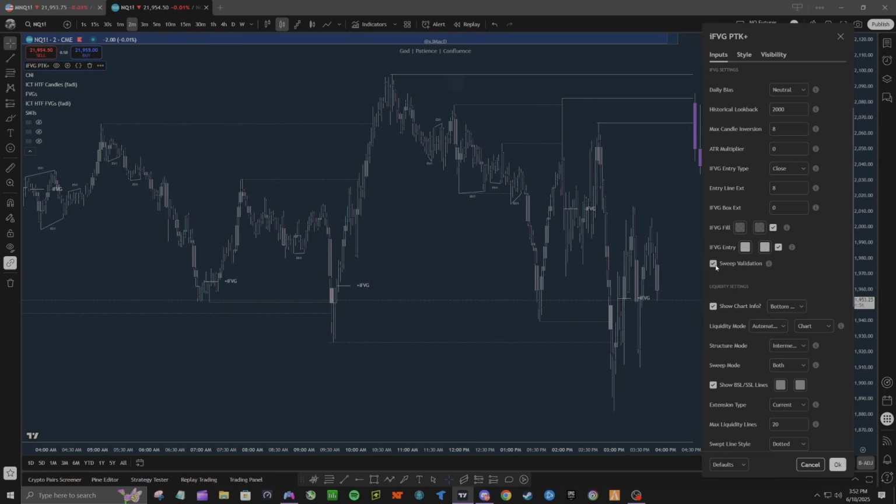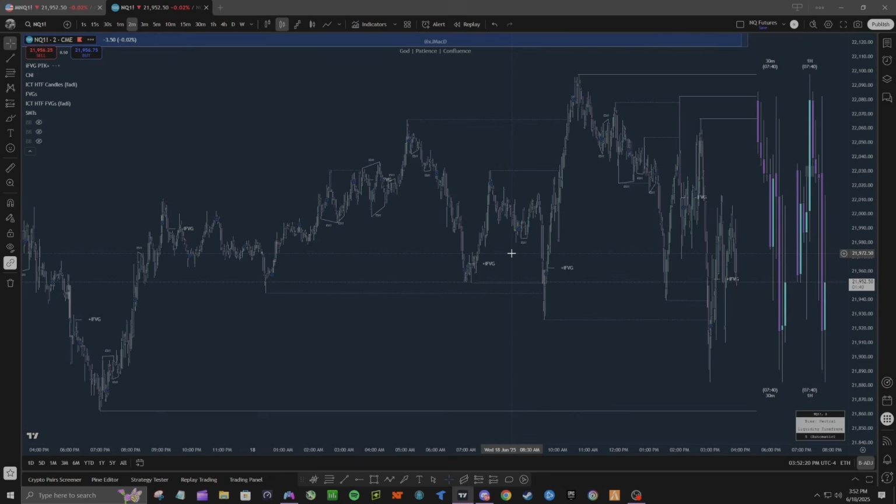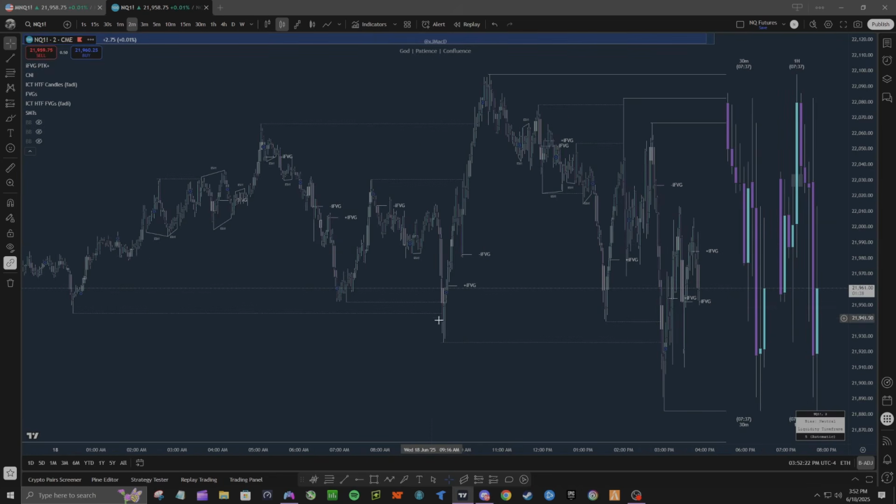So if you're wanting to see every possible entry, uncheck sweep validation and increase your ATR multiplier to, I would say, probably about 0.4. And then decrease your max candle inversion to, I would say, about 6, and it's going to show you more IFVG entries, like a lot more, but there's no sweeps that are required for them. So that's the biggest thing.